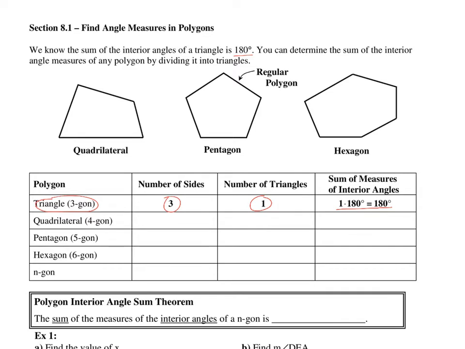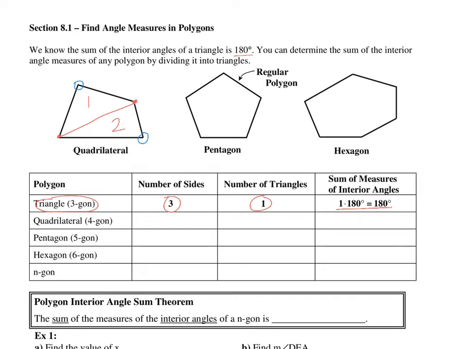Okay, so now for a quadrilateral, I'm going to start from any point, and from here I need to draw a line to any non-adjacent vertex. These would be adjacent vertices. I want a non-adjacent vertex, which would be right here. Now that splits the quadrilateral into two triangles.